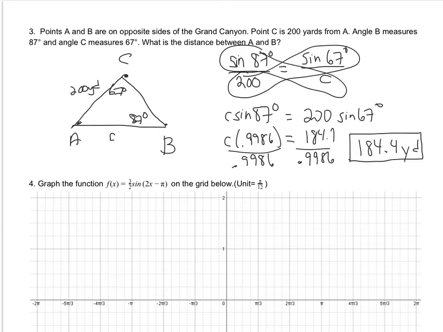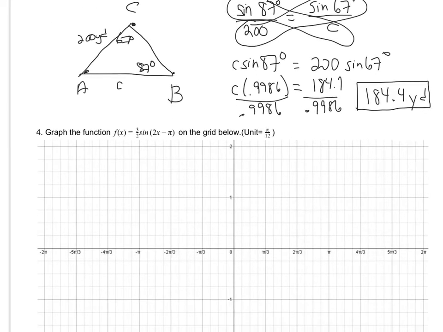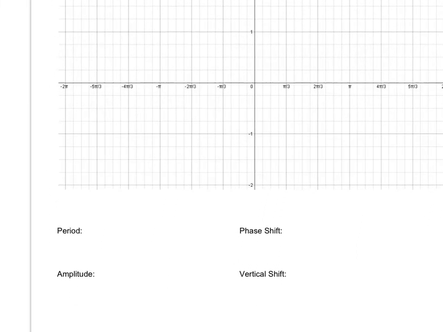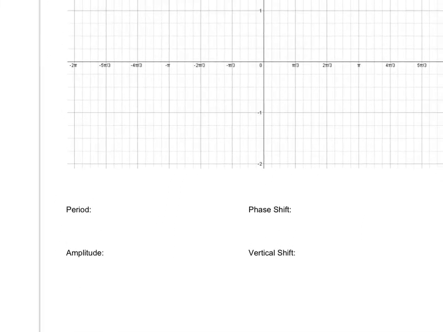Okay, the second big thing we're going to look at is how to graph sine and cosine functions. Here we're trying to graph this function, 3 over 2 sine of 2x minus pi. The big thing we're going to do is first talk about some of the things that we've talked about before.